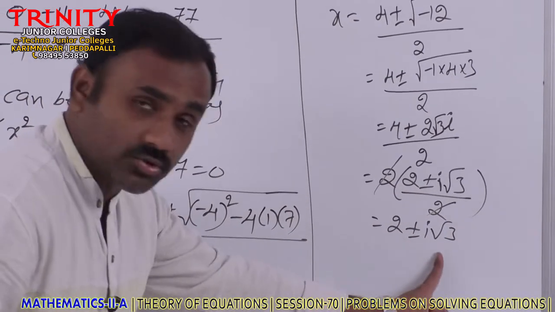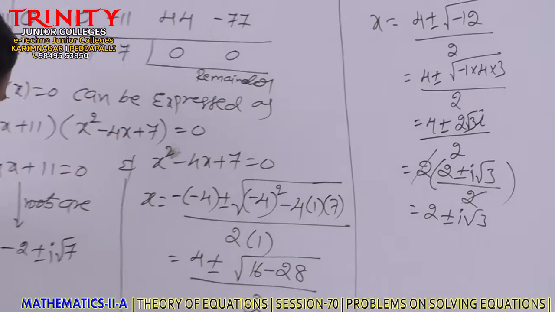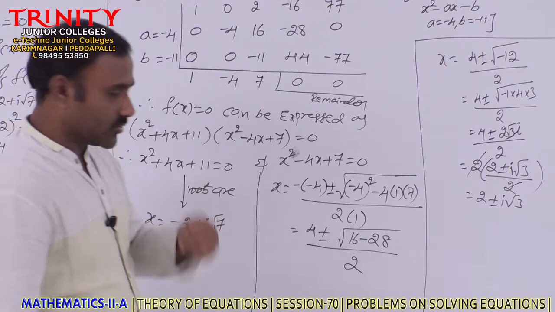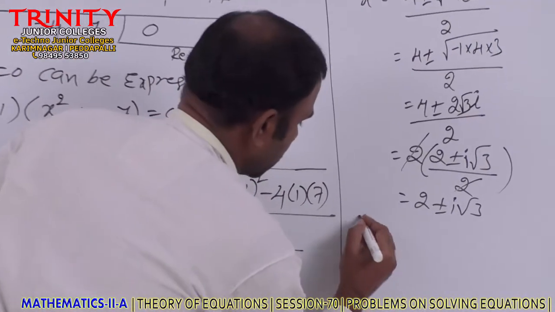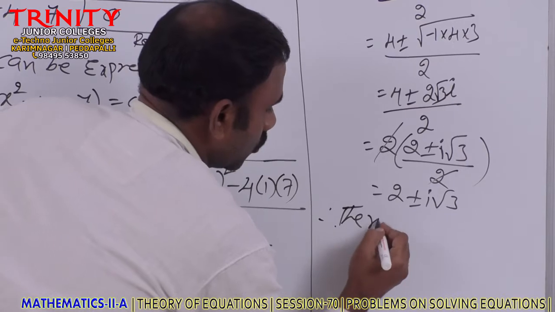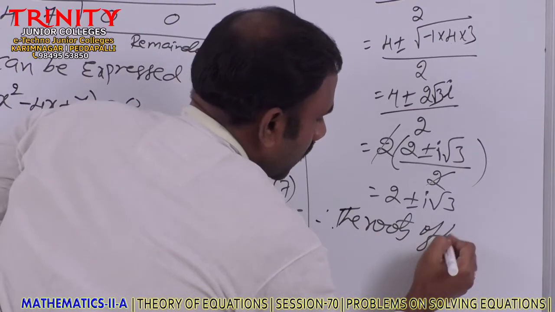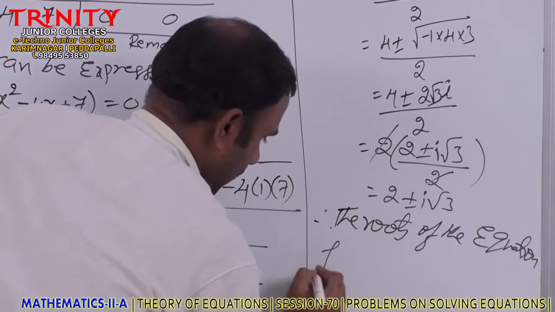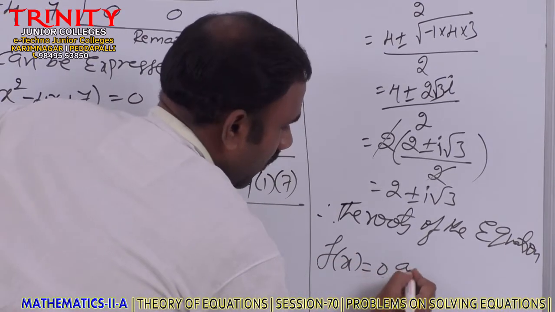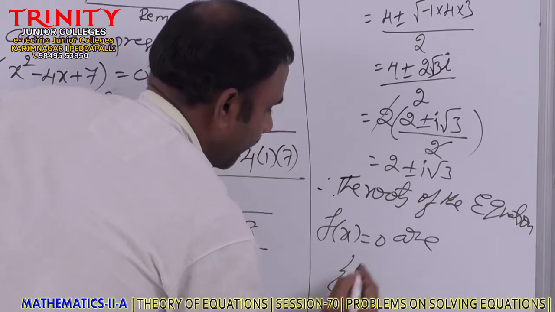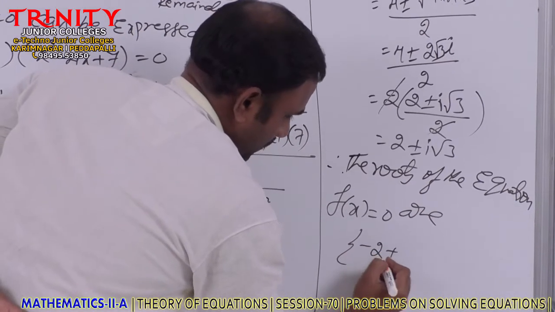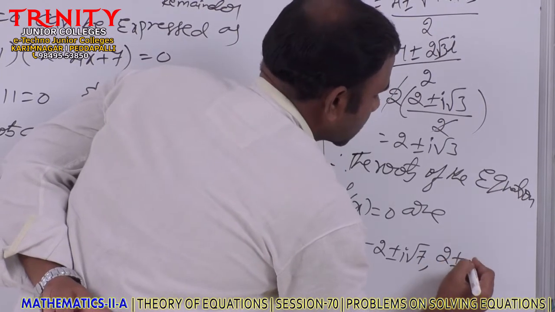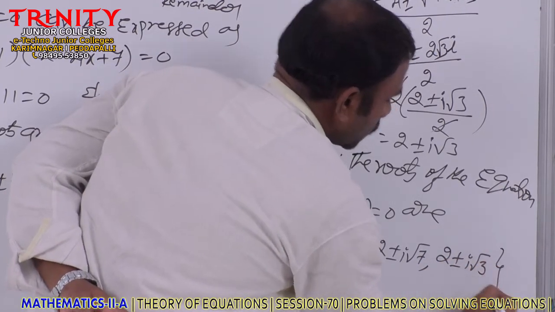One is 2 plus i root 3, another one is 2 minus i root 3. Here we have minus 2 plus i root 7, minus 2 minus i root 7. Totally how many roots? So total 4 roots. That is a biquadratic equation. Therefore, the roots of the equation f of x equal to 0 are minus 2 plus or minus i root 7, comma 2 plus or minus i root 3.